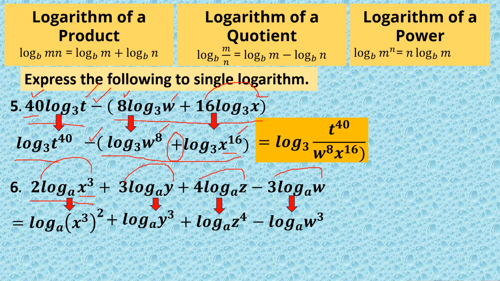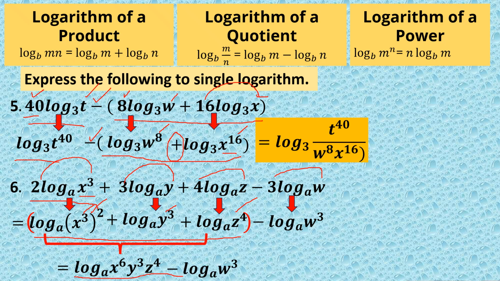And then as you can see, these three terms are expressed as a sum. So when we say expressed as a sum, we will be remembering that we are to multiply their factors. So that's it. The three terms expressed as a sum will become log of the x cubed to the power of 2, which becomes x to the 6, y cubed, and then z to the 4. So that is written as 1, and then minus this one, log of w cubed to the base a.